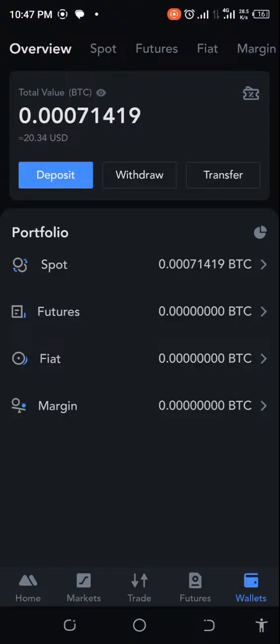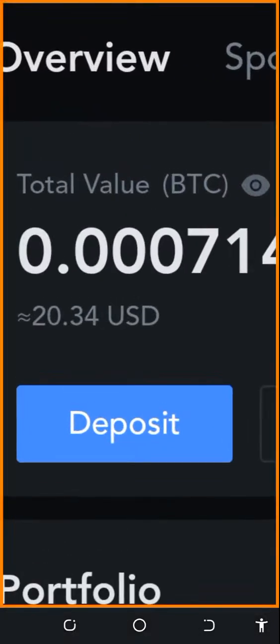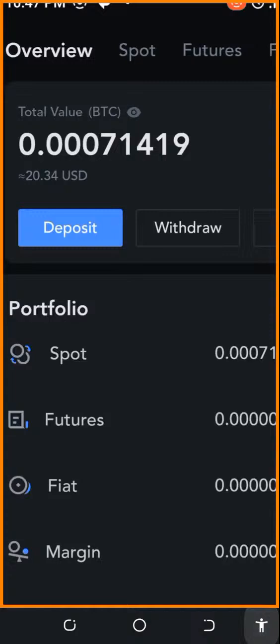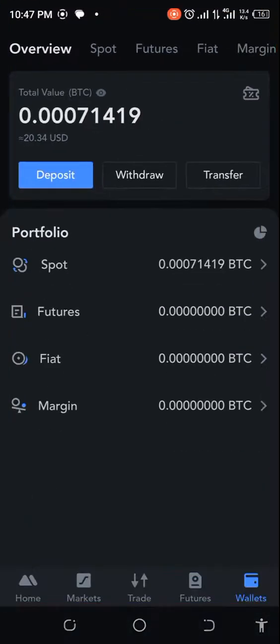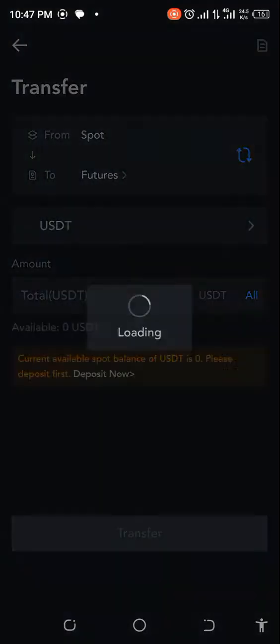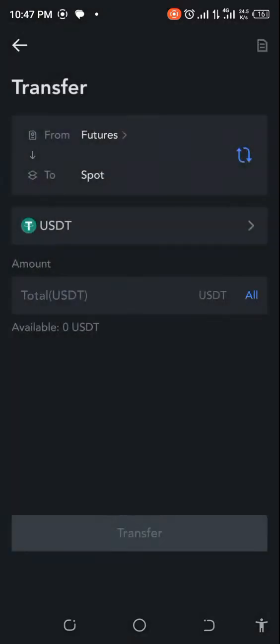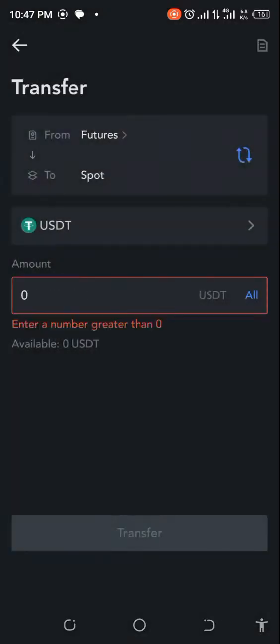Okay, it looks like it has arrived. As you can see here, 20.34 USD. So let's click on transfer so that we can make sure that we have it in our wallet. Everything is in spot. Let me see. Is it already in spot? I'm trying to get it. Okay, maybe I'm wrong. Let me check that. Oh, sorry.